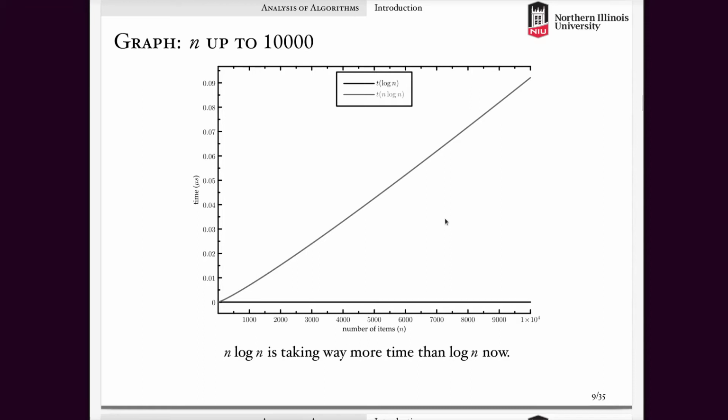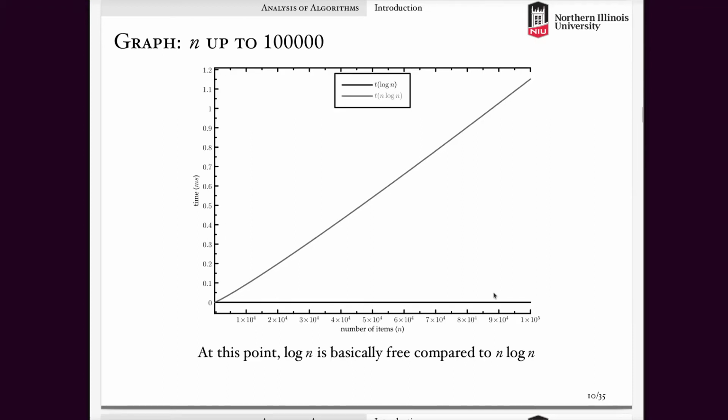So what happens? We keep growing, we keep zooming in, and now we're what, at 10,000? And what do we got here? This is log n up here. Or I'm sorry, this is n log n right here. And log n looks like it's flat. It even looks like it's as free as just order n time.